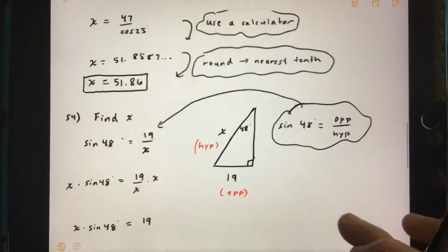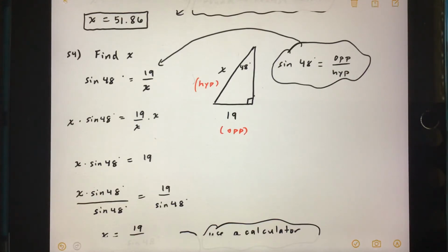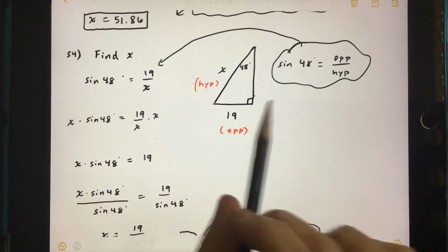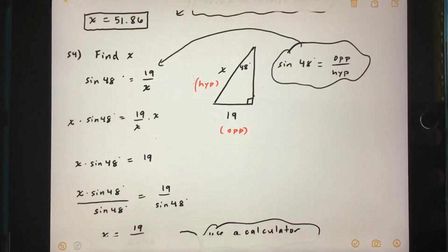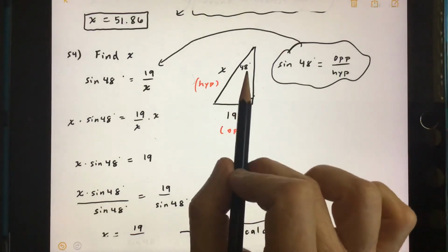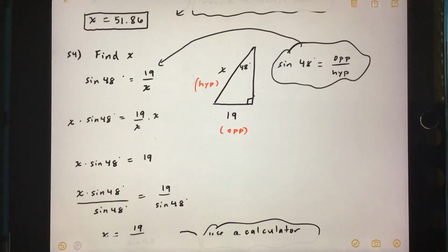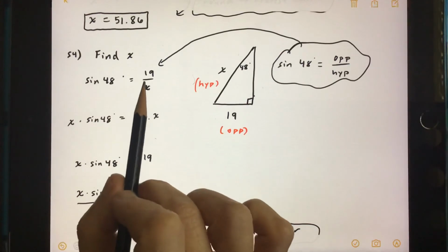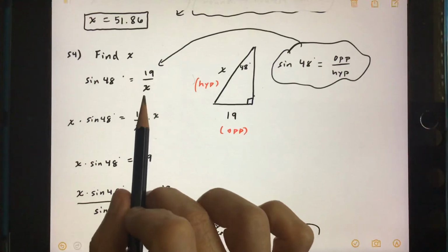Last sample problem. This one's going to have us find x again, and this time we'll be using the sine function because of the information we're given. So the black part of the triangle and all the labels are given to you. I've written in hypotenuse and opposite. We don't have any information about the adjacent side here, so I'm not going to bother to label it. I don't need it. I'm noticing the sine of 48 degrees would be the opposite side over the hypotenuse. So I'm going to use that sine of 48 degrees to help me work out my answer. Sine of 48 degrees is equal to the opposite side, 19, over x, the hypotenuse.